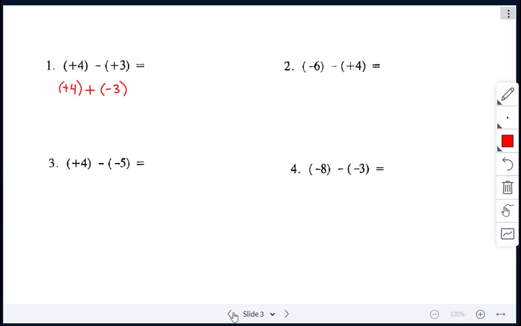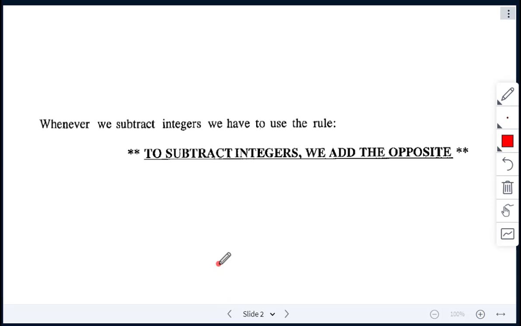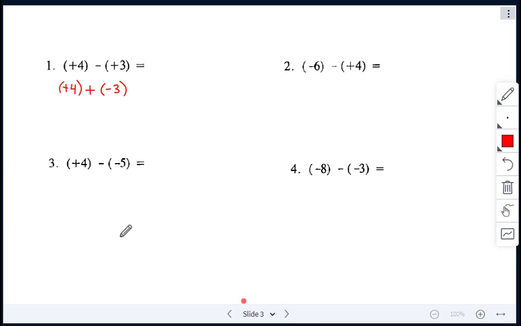So let's just go back and re-say that rule out loud. To subtract integers, we add the opposite. All right, so you change it to addition, and the second integer, you take its opposite. All right, so this becomes positive 4 plus negative 3, which is the same thing as 4 minus 3. That's correct. And our answer is just positive 1. Positive 1, or if you just write 1, would be correct.